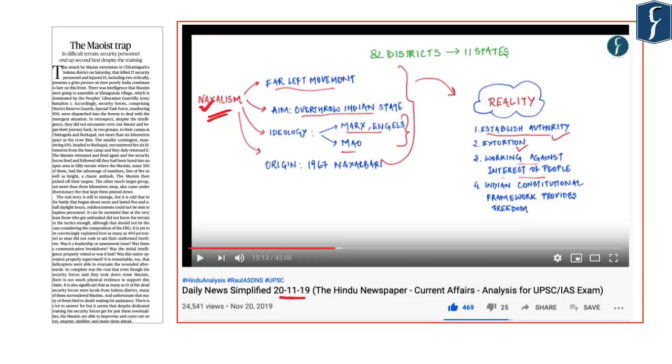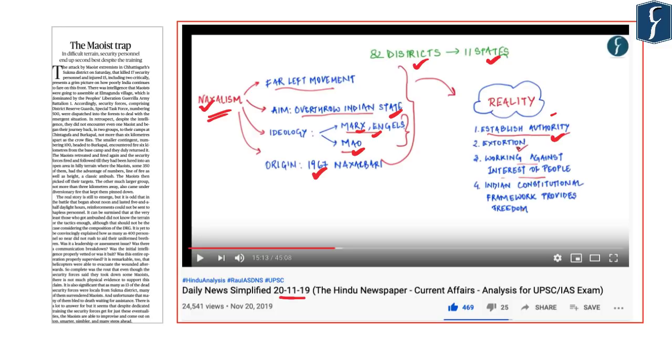In that, we had discussed what Naxalism is: that it is a far-left movement which aims to overthrow the Indian state, and it is inspired by the ideology of Marx and Engels on one hand and Mao Zedong on the other. It has its origin in 1967 in Naxalbari, which is in West Bengal. It currently affects around 82 districts spread across 11 states in our country. Now, they started with the idea of establishing a utopian society motivated by Marxism, but in reality, their aim is to establish their authority in the maximum part of our country.